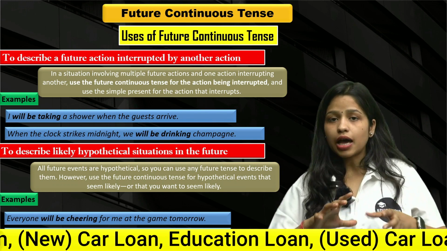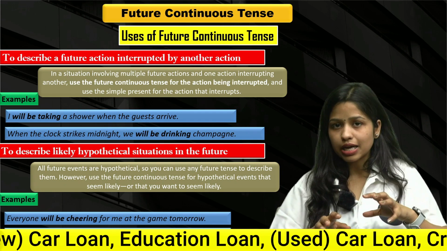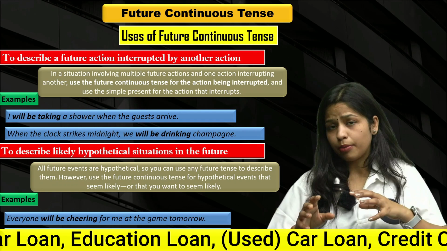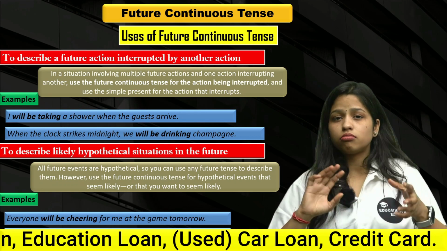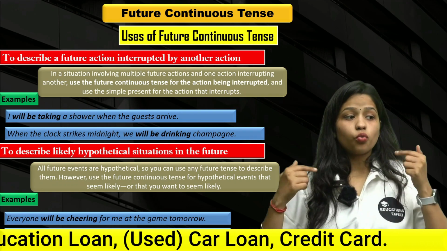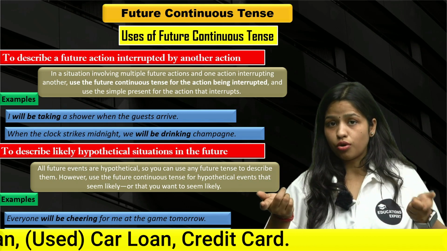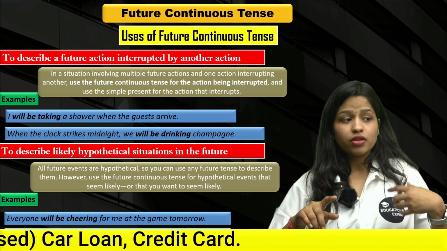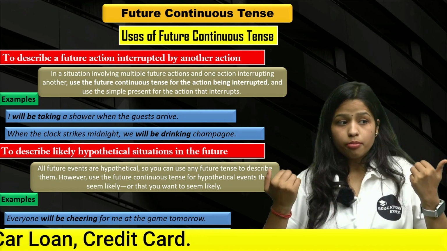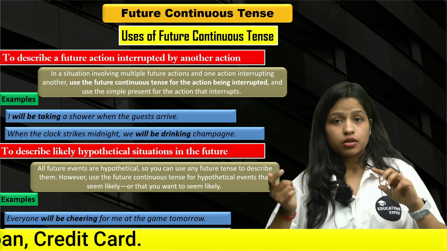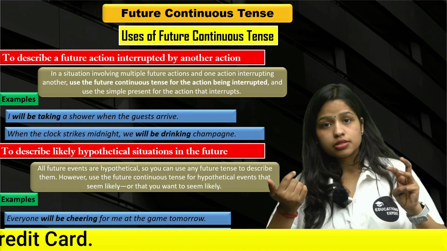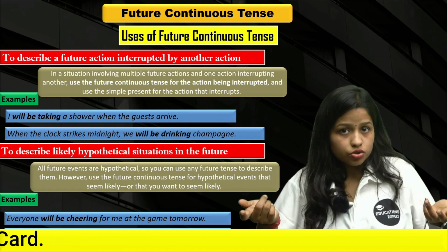So basically, this is a hypothetical situation where you don't know exactly whether something will happen or not, but you are 50% sure everyone will be cheering. I'm not really sure that everyone will definitely cheer or not, but I am telling you everyone will be cheering for me at the game tomorrow. But there is another slight chance that everyone will not cheer for me, right?